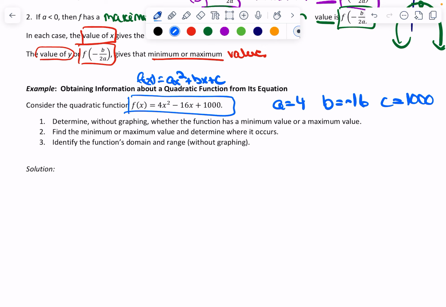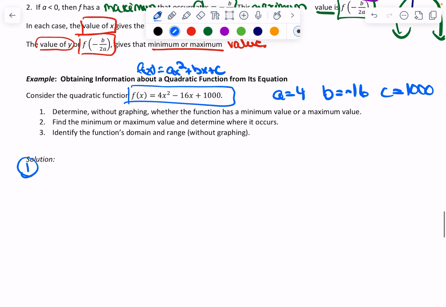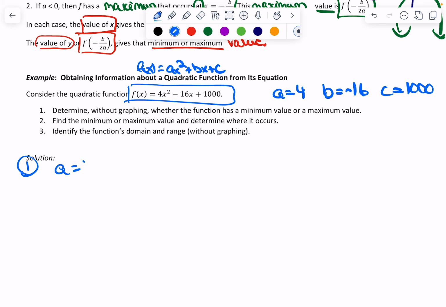Now, to determine without graphing whether the function has a minimum or a maximum: our a is 4, which is greater than 0, so it has a minimum because it opens upward. So it looks something like this. The minimum is right here. The vertex is the lowest point.